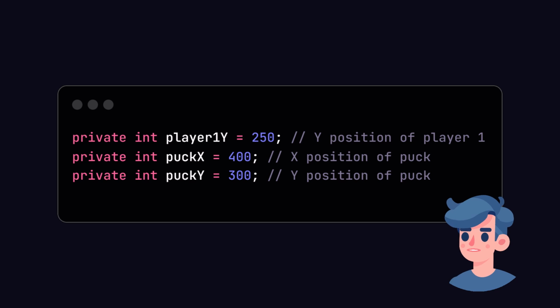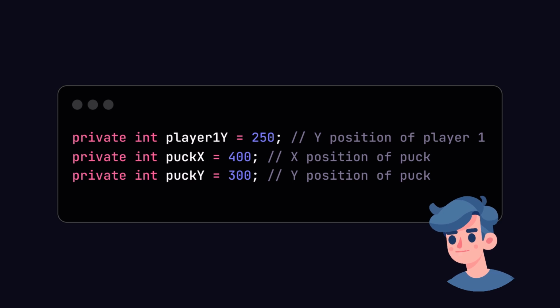Now, let's add the hockey player and puck. We will represent them as circles for simplicity. Add a variable for the player's position and puck's position in the game panel class.